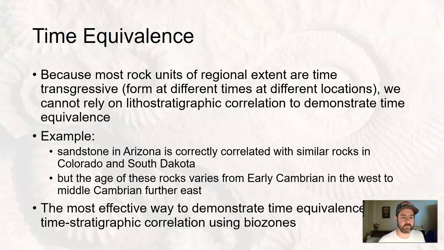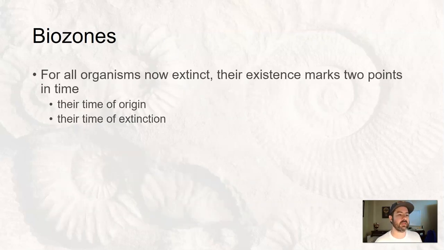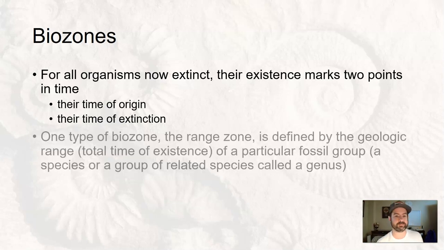So, the most effective way to demonstrate time equivalency is through time stratigraphic correlation using biozones. Biozones are coming back again. I mentioned we won't talk about it too much, but here we go. For all organisms now extinct, we can mark two points in their existence for sure. The time they originated, like, oh, this is the first time they appeared in the geologic record, and the time of extinction. This is the last time they were there. So we know these two for sure.